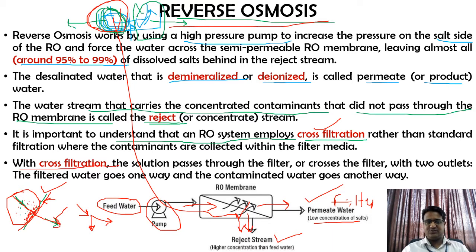With cross filtration, the solution passes through the filter, or crosses the filter, with two outlets. Two outlets: one is this and one is reject. The filtered water goes one way and contaminated water goes the other way. This is what cross filtration actually means over here, and this is how reverse osmosis works.